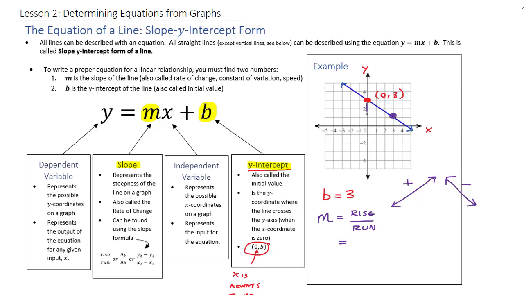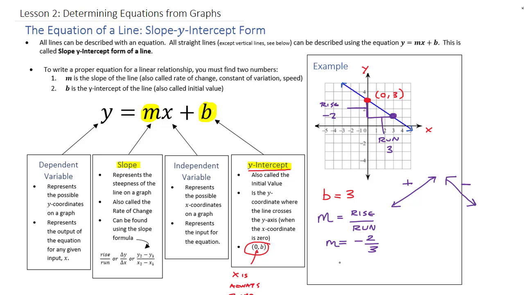So let's do the rise and run. I'm going down 2 and over 3. So the rise right here, we're going down 2, and the run right here, we're going over to the right 3. So the rise is -2 and the run is 3, and that's our slope. Okay, those are the only two things we need to find the equation of a line, and now we can write it out.